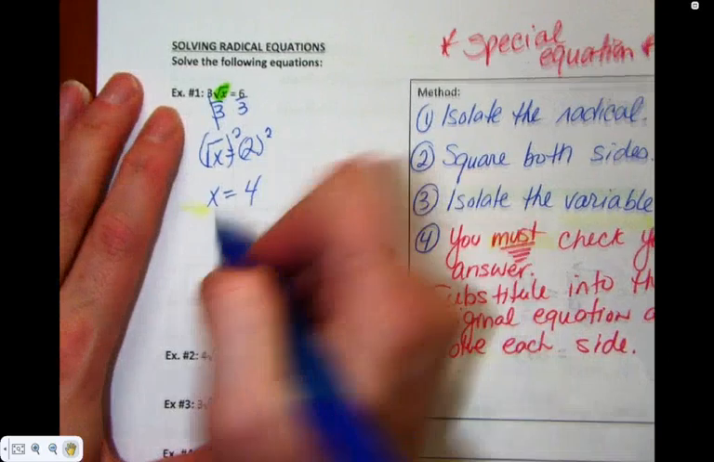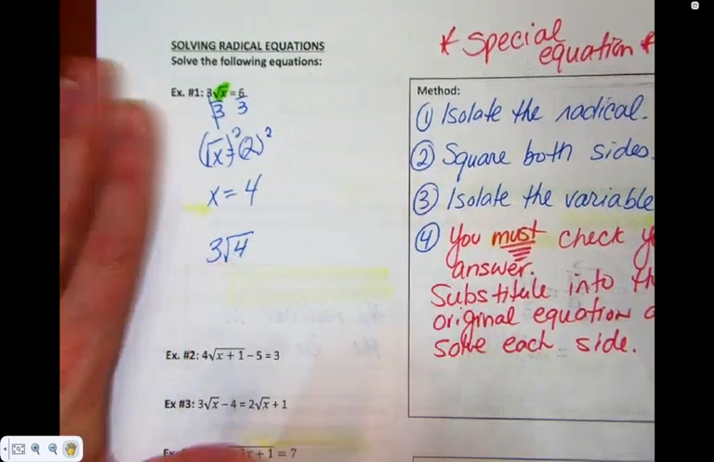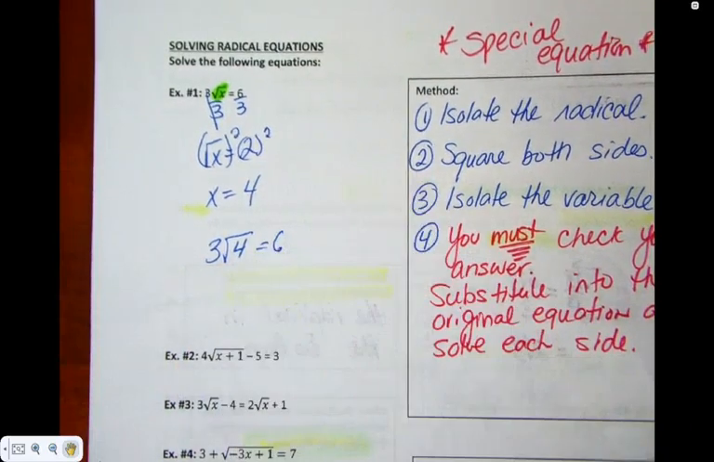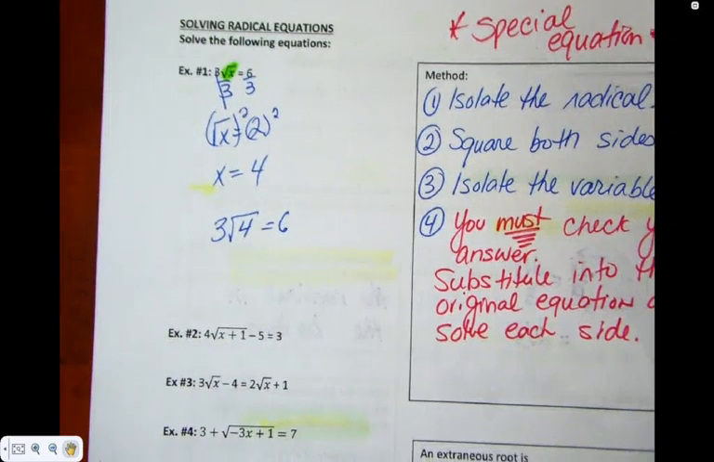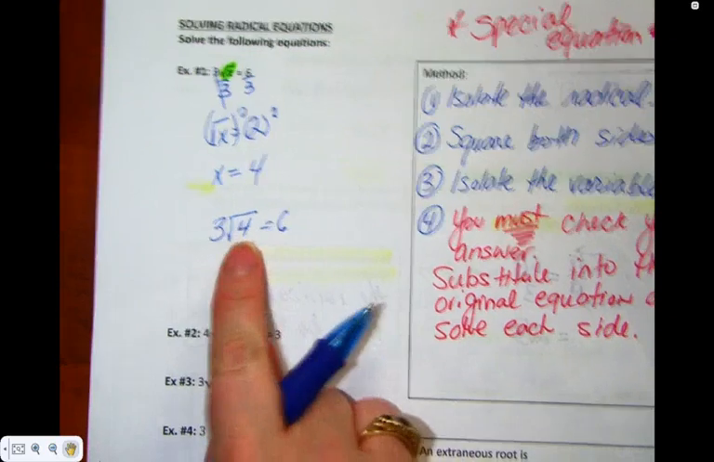Check. So we go back to the original question. I'm going to take out x, I'm going to put in 4, and I'm going to leave everything else where it is. Now when you check, you can't start moving stuff from side to side. That's solving. Check is you work the left till you get a number, you work the right till you get a number, you hope they're the same. This is BEDMAS, so what comes first?